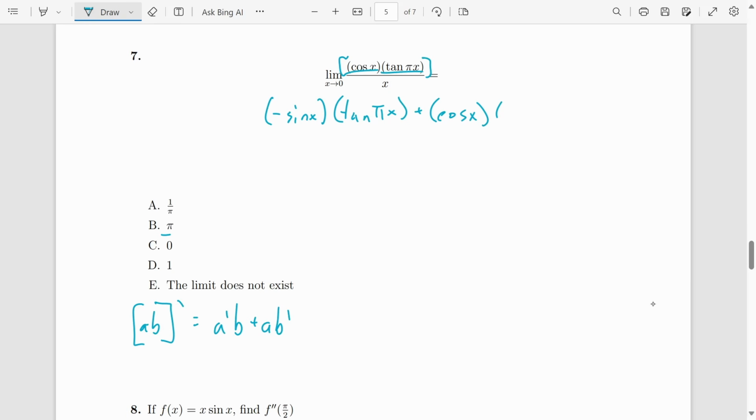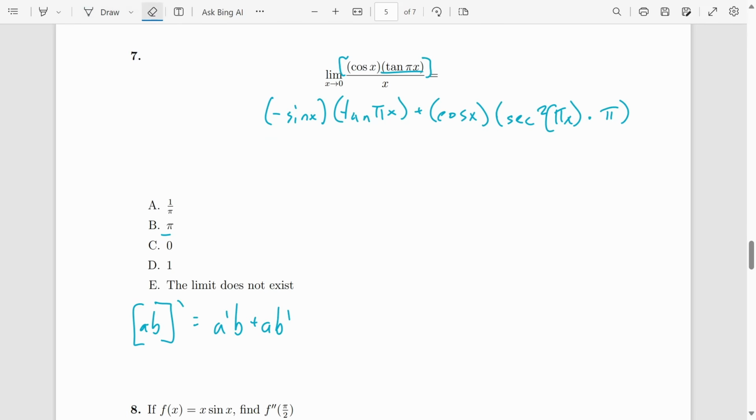So the derivative of tangent is secant squared of pi x. Now we do need to multiply by the derivative of the inside to chain rule this. Derivative of pi x is just pi. So that is our top derivative, and on the bottom, derivative of just x is 1. So divided by 1, that doesn't do anything, so we're just going to keep this as that. That is our new function here.